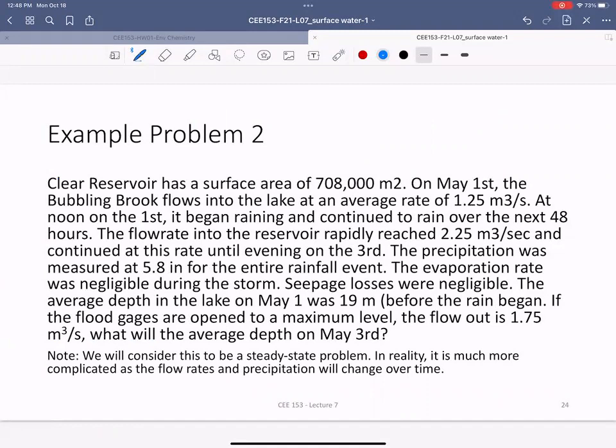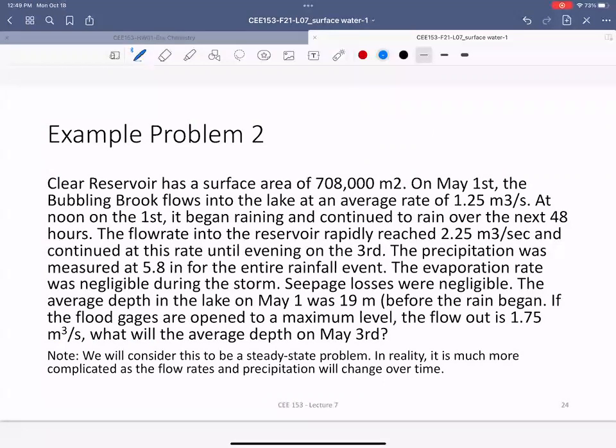Is this the same question or what? This looks very similar. It has the same surface area. No, actually it is not the same question.